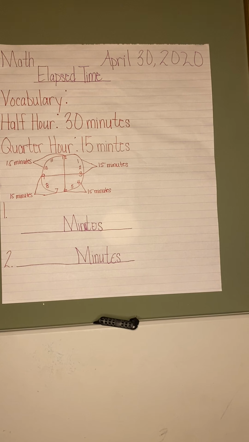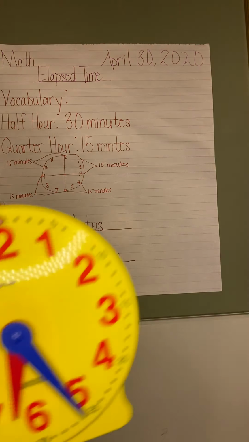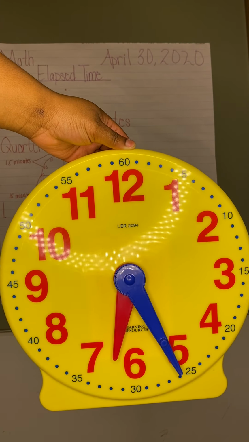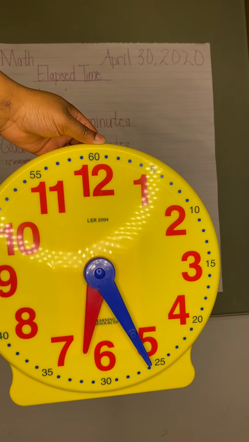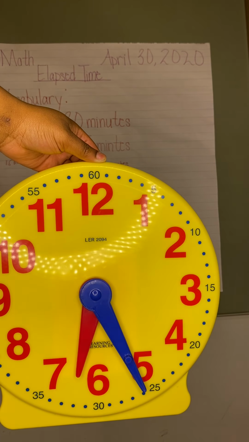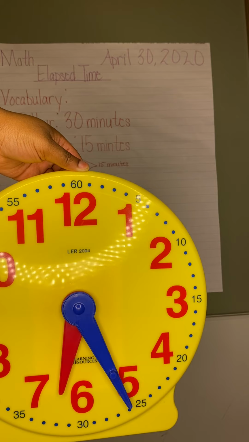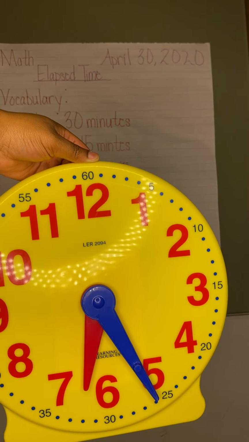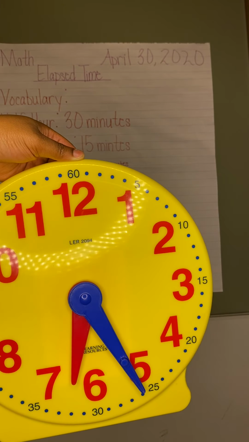So now with that in mind, since we now know what a half hour is and what a quarter hour is, now we're going to connect. It says use a clock. Today we have a clock. How much time has passed? Number 1 says that it started at 10:45 and ended at 11:15.